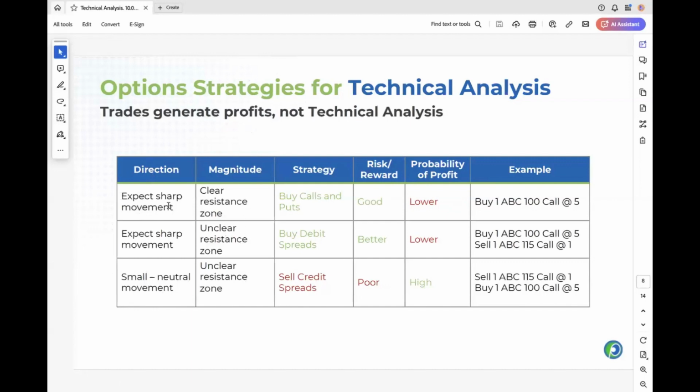So we're going to look for, okay, I expect a sharp movement. How far up do I think that movement's going to go? That would be my clear resistance zone, or maybe I don't have a clear one. What strategy would be best for me to implement when I see this? And what does the risk reward look like, the probability of profit, and what does that trade example look like? So this is the framework that we put together when we layer on technical analysis to help us decide the strategy that we're looking to deploy today, which really goes back to what I started with: you have a directional bias, you think it's going to stop at some point, or you may feel like there's no clear magnitude. So are you speculative or seeking income is really what this comes down to.